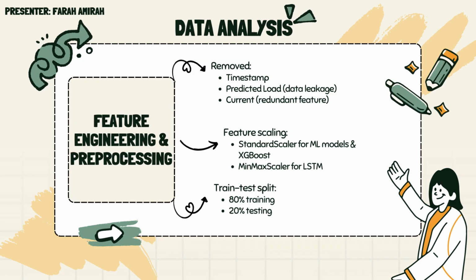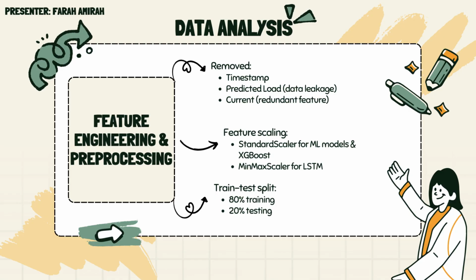Okay, now for feature engineering and pre-processing. Based on the exploratory analysis and domain knowledge, feature selection and pre-processing were performed. The timestamp column was removed as it is non-numeric and not directly informative for regression models. The predicted load column was excluded to prevent information leakage, as it is derived from the target variable, and the current feature was also removed due to physical redundancy since electrical power is directly related to voltage and power factor under relatively stable grid conditions.